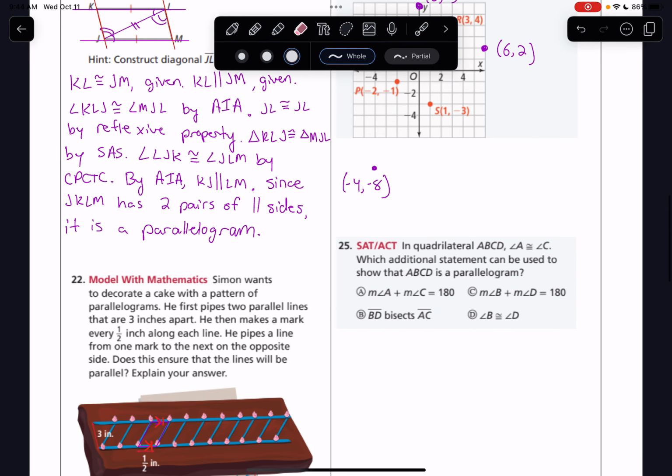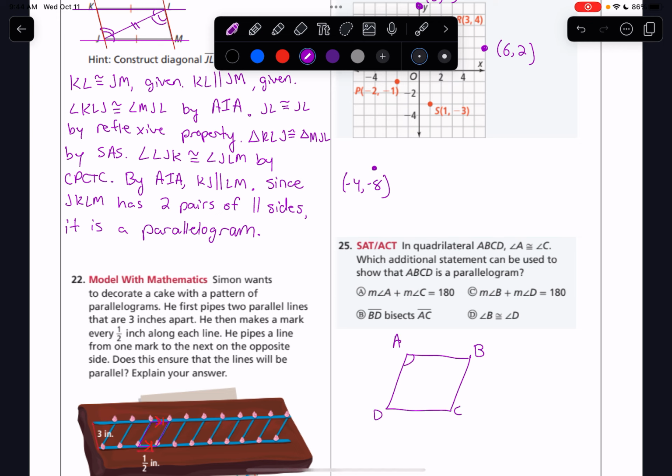And then 25, in quadrilateral ABCD, angle A is congruent to angle C. Which additional statement can be used to show that ABCD is a parallelogram? Let me draw a quick one here. We've got A, B, C, D, so we know the opposite pair of angles is congruent. If I know one pair of angles is congruent and that same pair of angles is supplementary, that's not going to help me.